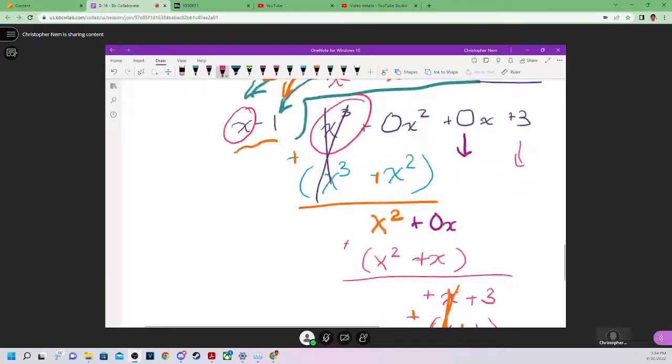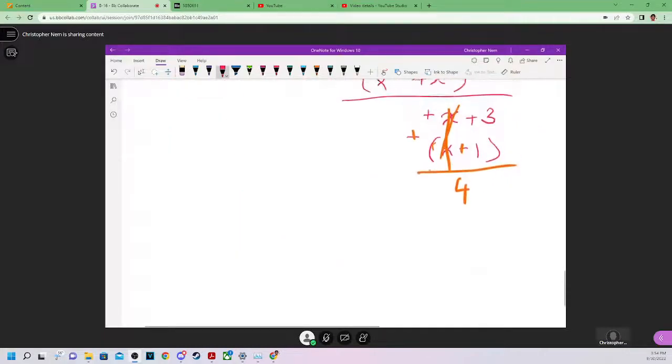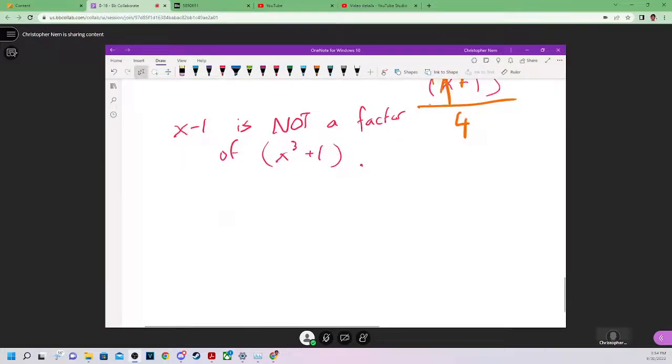So we say x minus 1 is not a factor of x cubed plus 3. It is not a factor. It does not divide out evenly. All right, so that covers that for the long division.